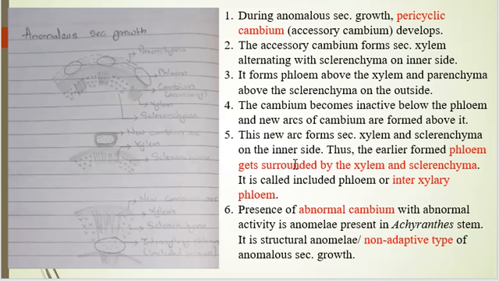It forms the phloem above the xylem and parenchyma, above the sclerenchyma on the outside. The cambium becomes inactive below the phloem and a new arc of cambium is formed above it. This new arc forms secondary xylem and sclerenchyma on the inner side. Thus, the earlier formed phloem gets surrounded by the xylem and sclerenchyma. It is called included phloem or interxylary phloem.